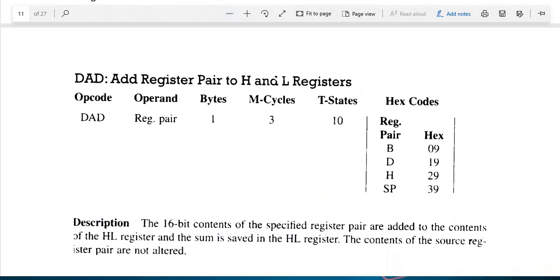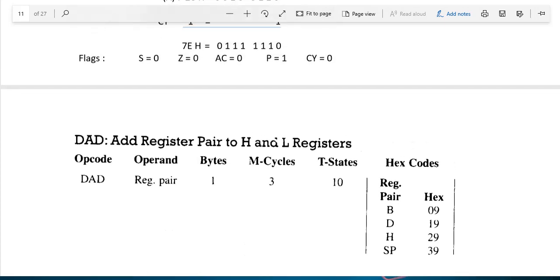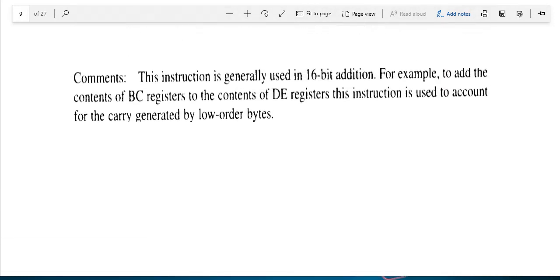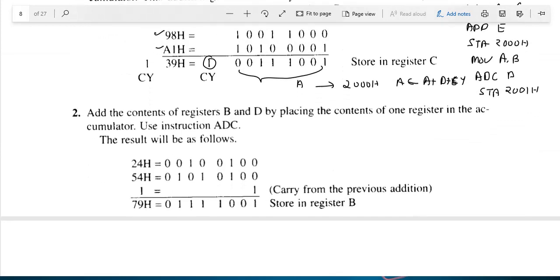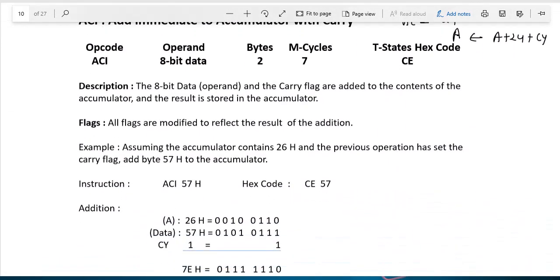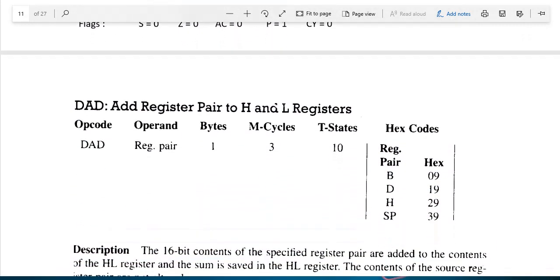Now there is one more instruction for addition. This is called DAD. In the previous example, if we are adding 16-bit data, we have to write a long program like this. In order to avoid this long program to add two 16-bit data, we can do it in one or two steps with the help of the DAD instruction.